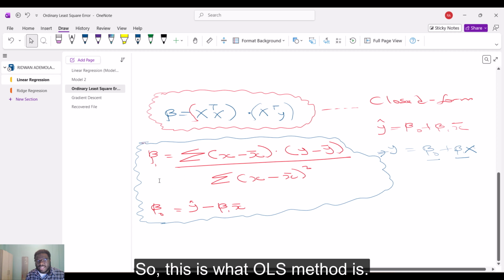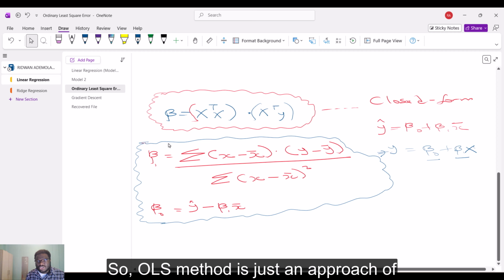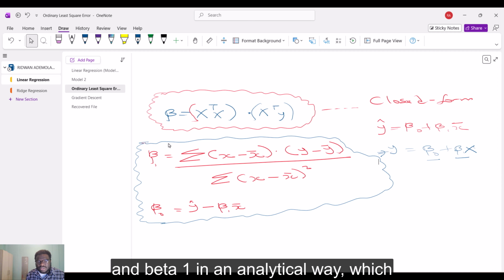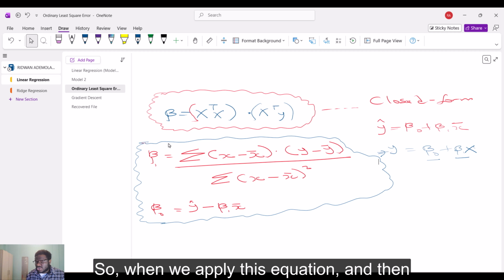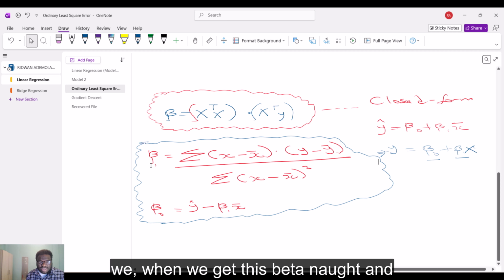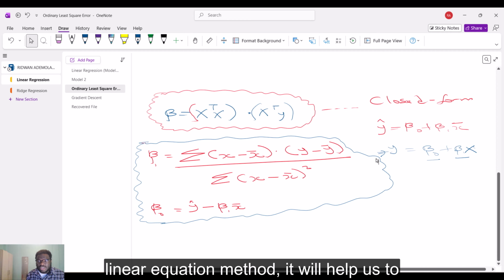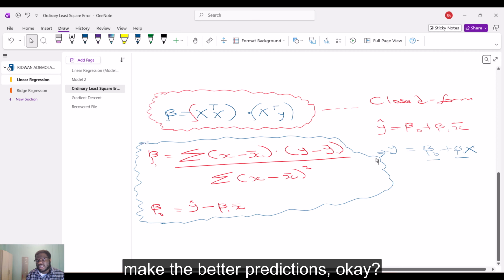So this is what the OLS method is. The OLS method is just an approach of determining B1 and B0, beta 0 and beta 1, in an analytical way, which is an exact method. So when we apply this equation and we get beta 0 and beta 1 and put them inside the linear equation, it will help us to make better predictions.